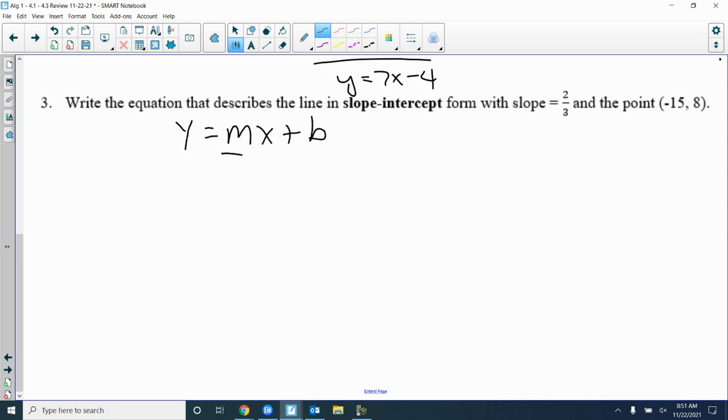Okay, here's my slope. But they give us a point. They don't give us the y-intercept here. So I need to write it in what first? Point slope first. All right? Maya, write it in point slope for me.